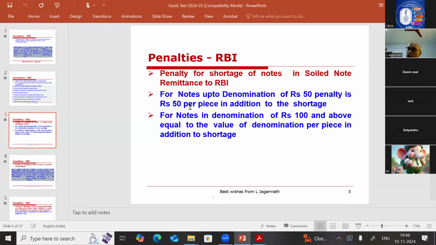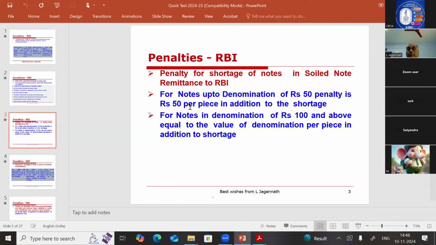Whether it is 5 rupees, 2 rupees, 1 rupee, 10 rupees, 20 rupees or 50 rupees, the penalty is 50 plus the loss. So if in a soiled note remittance of 10 rupee notes, one piece shortage is found, RBI will impose a penalty of rupees 50 plus 10, that is 60. If they ask like that also, you should be able to answer.